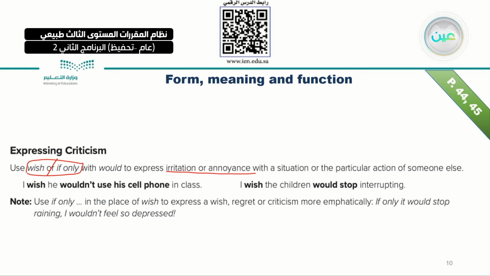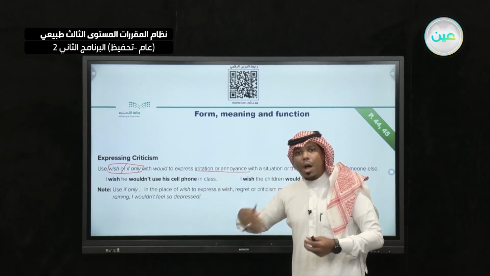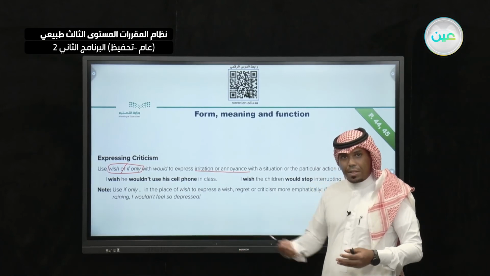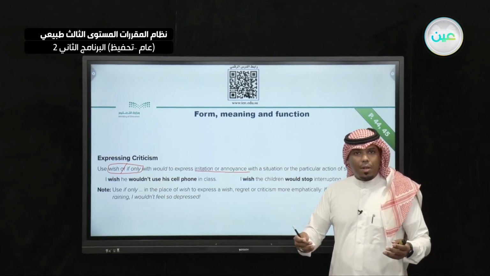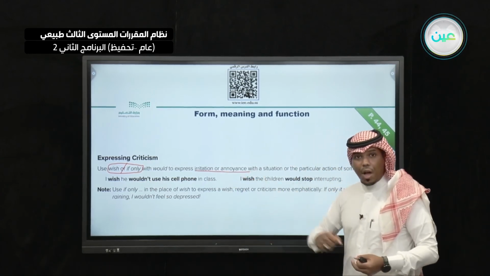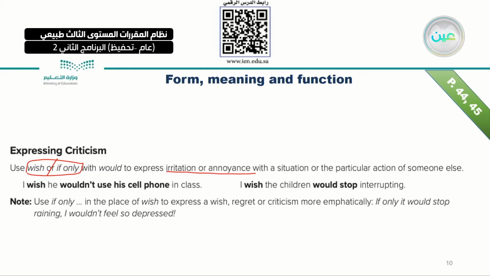For example, I wish he wouldn't use his cell phone in class. So here I am criticizing things. Why? Because I am annoyed. I am irritated. I wish he wouldn't use his cell phone in class. I'm criticizing his action. What about the second one? I wish the children would stop interrupting. As you can see, here I used wish with would to express criticism.